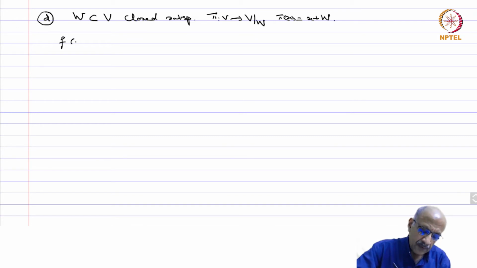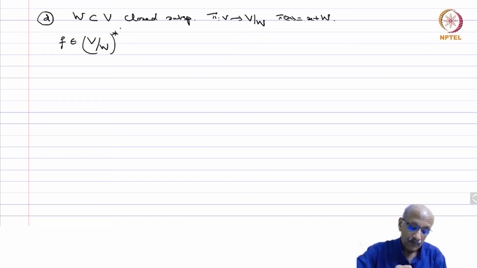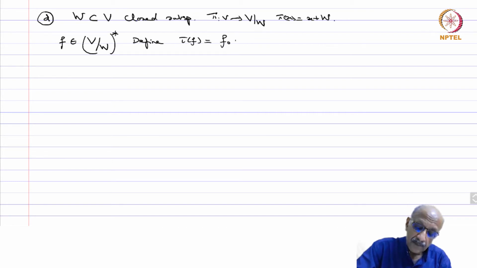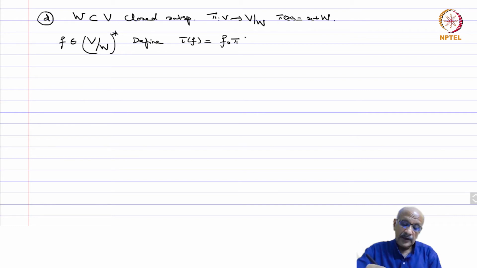So F belongs to (V by W) star. Let F belong to the quotient space dual. Define tau of F equals F composed with pi. So pi will take you from V to the quotient space to R. So this is in fact in V star.